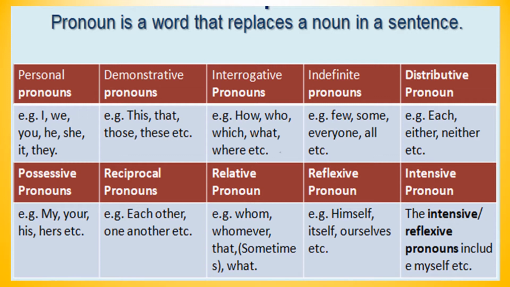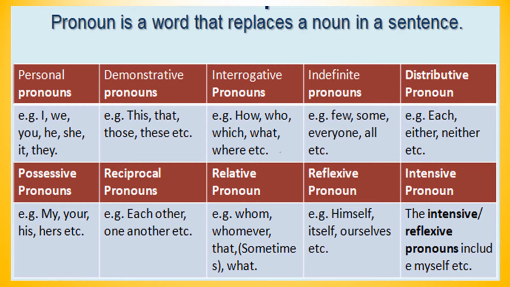Demonstrative pronoun. A demonstrative pronoun is a pronoun that is used to point out something specific within a sentence. They also indicate the distance of a thing, whether it's far or near. For example, this, that, those, these, etc.